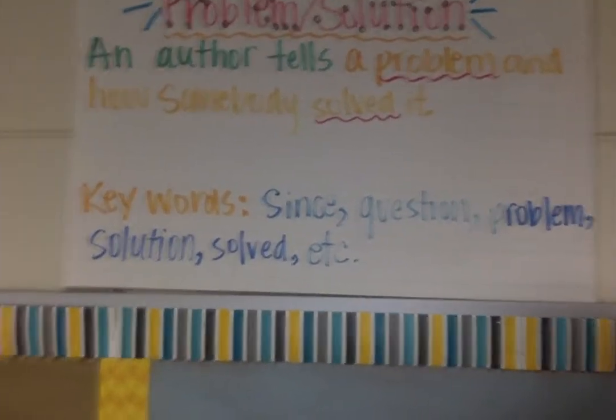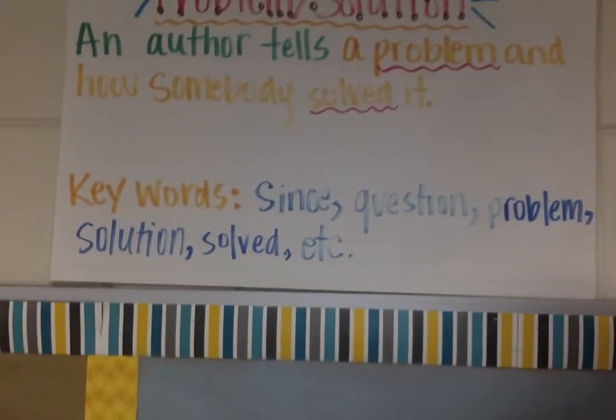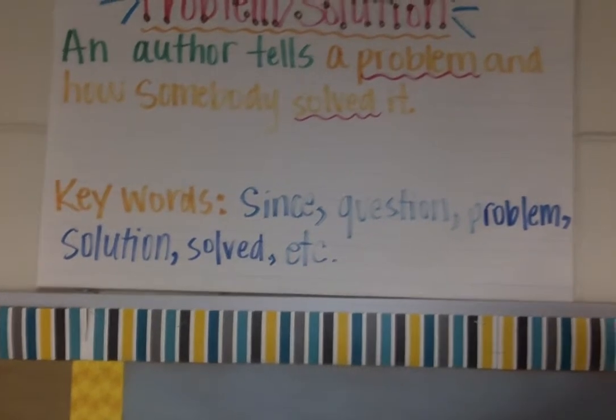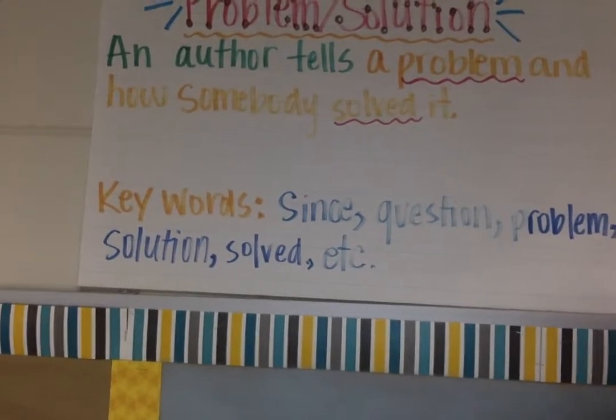You'll see this a lot in history. If an author is describing, say, a war, he might first describe what caused the war and then describe what happened throughout the war and how the war came to an end. Things like that. Some key words: since, question, problem, solution, solved, etc.